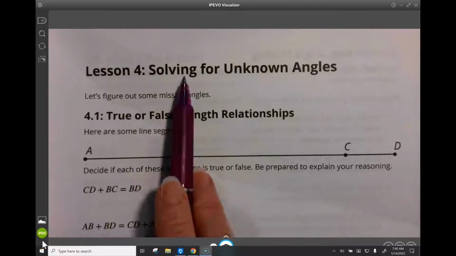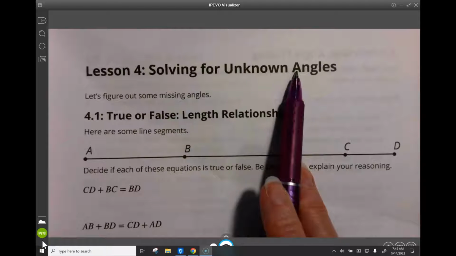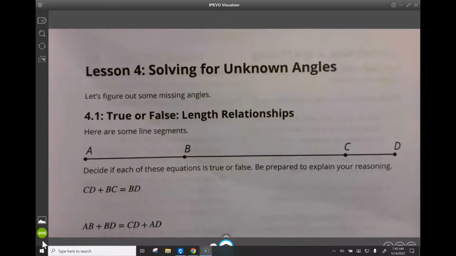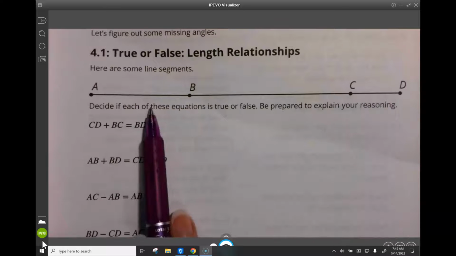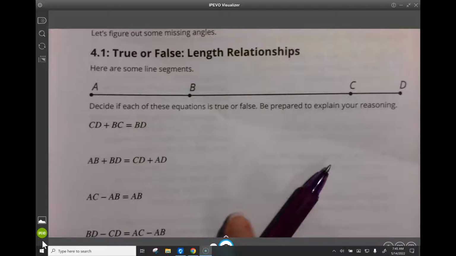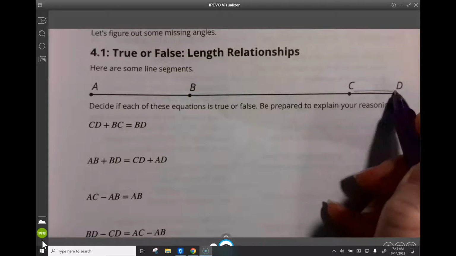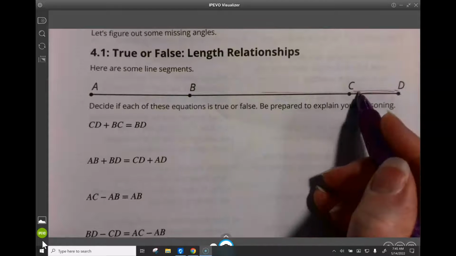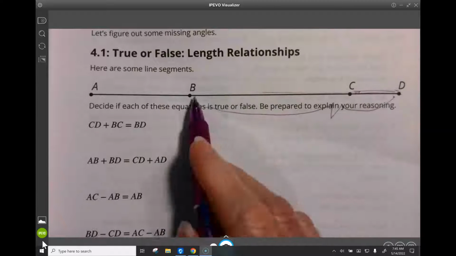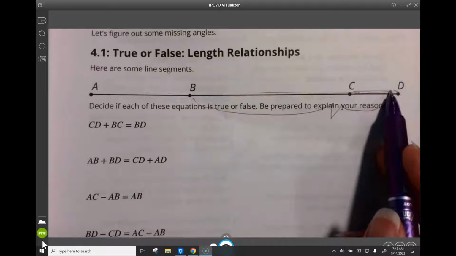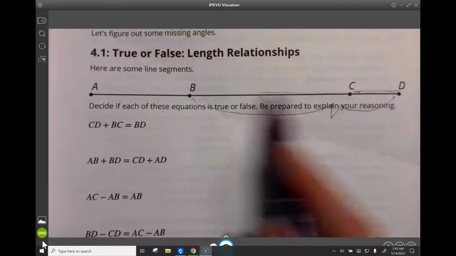So we're now in lesson 4, and we're going to solve for unknown angles. And you're looking at this first page going, hey, those are segments. We're not going to worry about those. But what this page does is just show what kind of statements we can make. So first it says that CD plus BC, so we're talking about this entire thing, is that equal to BD? Yeah, it is. By drawing on it, I could see that.